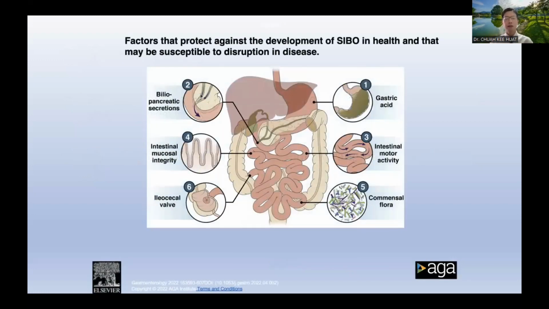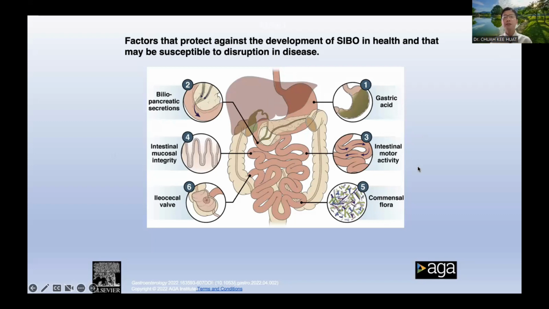Our body has a perfect mechanism to protect against the development of SIBO in a healthy person, but it may be susceptible to disruption in certain diseases. For example, our gastric acid will prevent the overgrowth of bacteria. The biliopancreatic secretions have proteolytic activity that makes the environment unsuitable for bacterial growth.